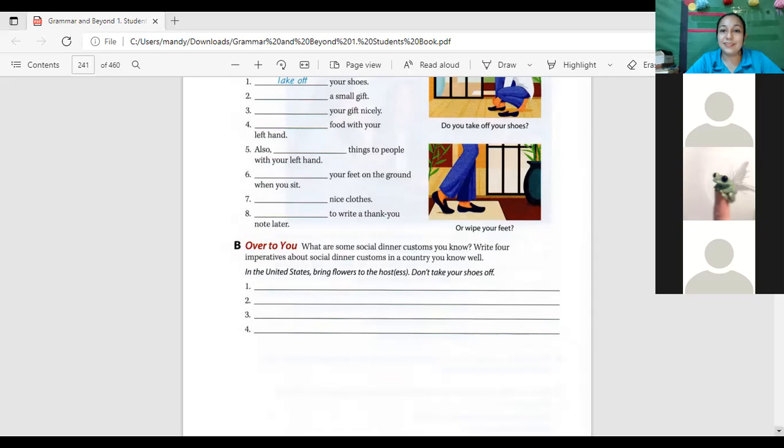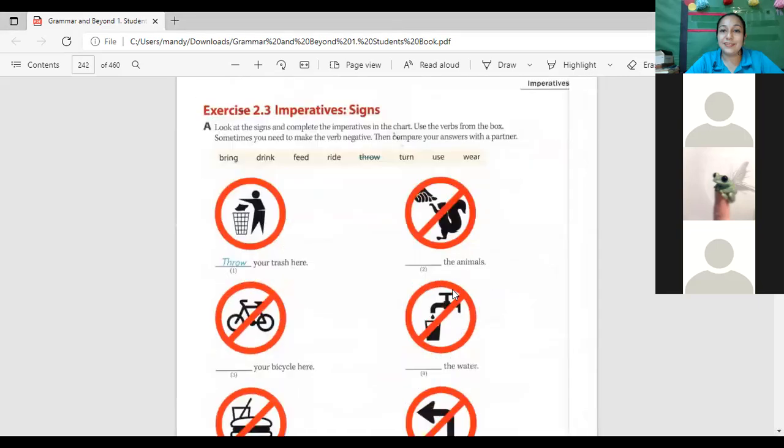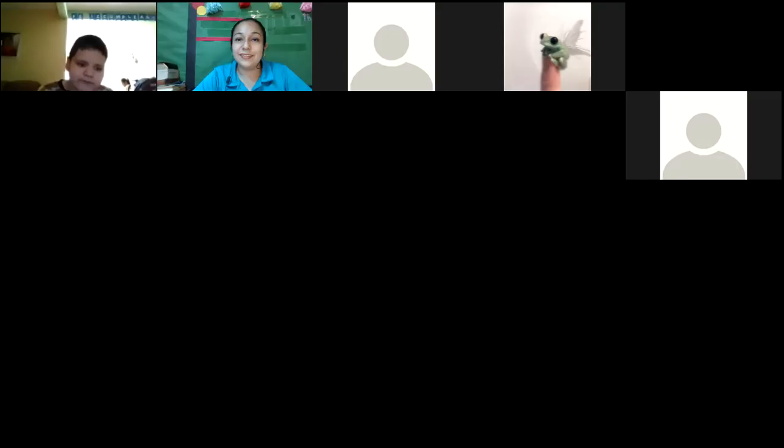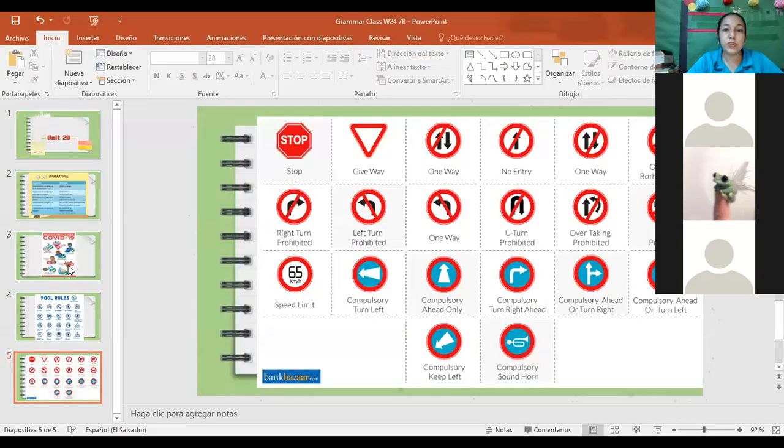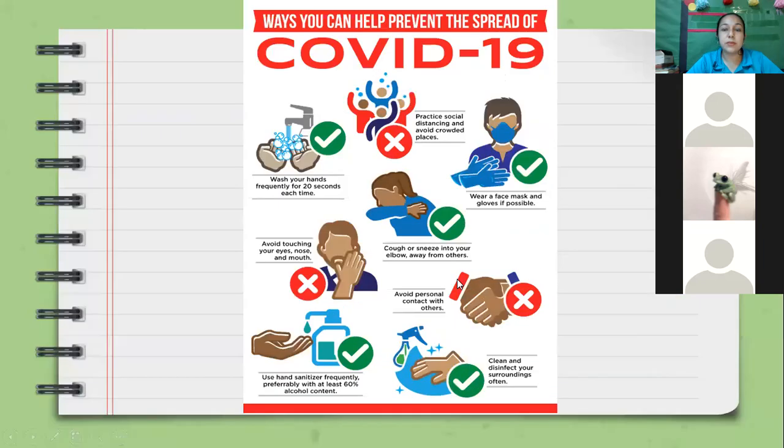So let's continue. So these are the different rules. Okay, so these are signs. Let me stop sharing this one and I show you another thing. Okay, so let's see. We have different signs in that case. Okay, first one, we discuss this one. COVID-19. Different rules that we follow, that we memorize and that we practice every day. Okay, for example, in that case, we use imperatives.